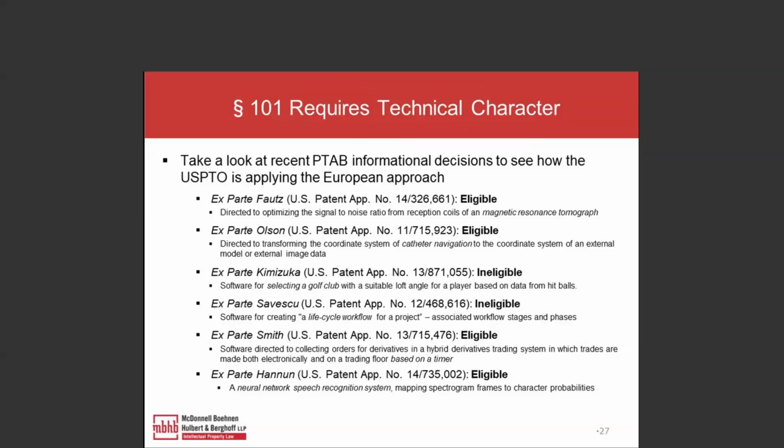And finally, in Hanoun, a neural network speech recognition system was claimed in a technical enough manner that it was found to be eligible. So the PTAB seems to be applying the European standard, which is reflected in that chart of the spectrum of technical character that we just looked at, this chart right here.